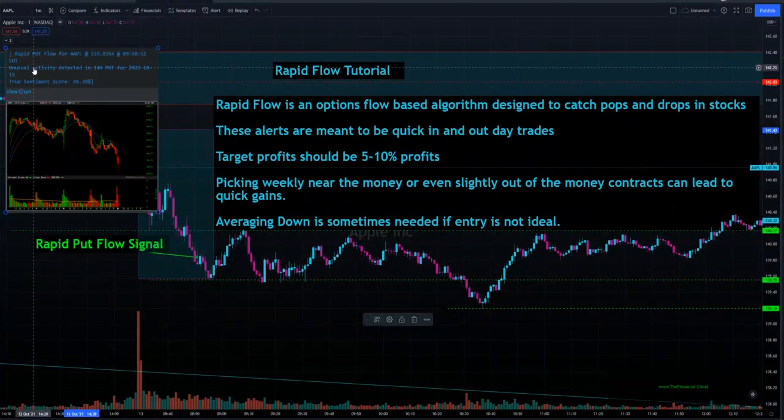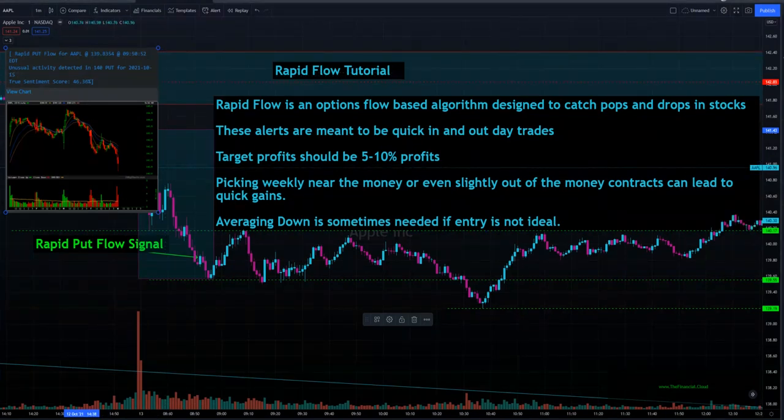If you want, you can copy that. There's probably going to be high liquidity in that, due to it being the one that triggered the alert and the one that has the most unusual activity. So if you just want to be real quick in and out and not think about it, you could copy the strike and date that is in the alert and then go from there.